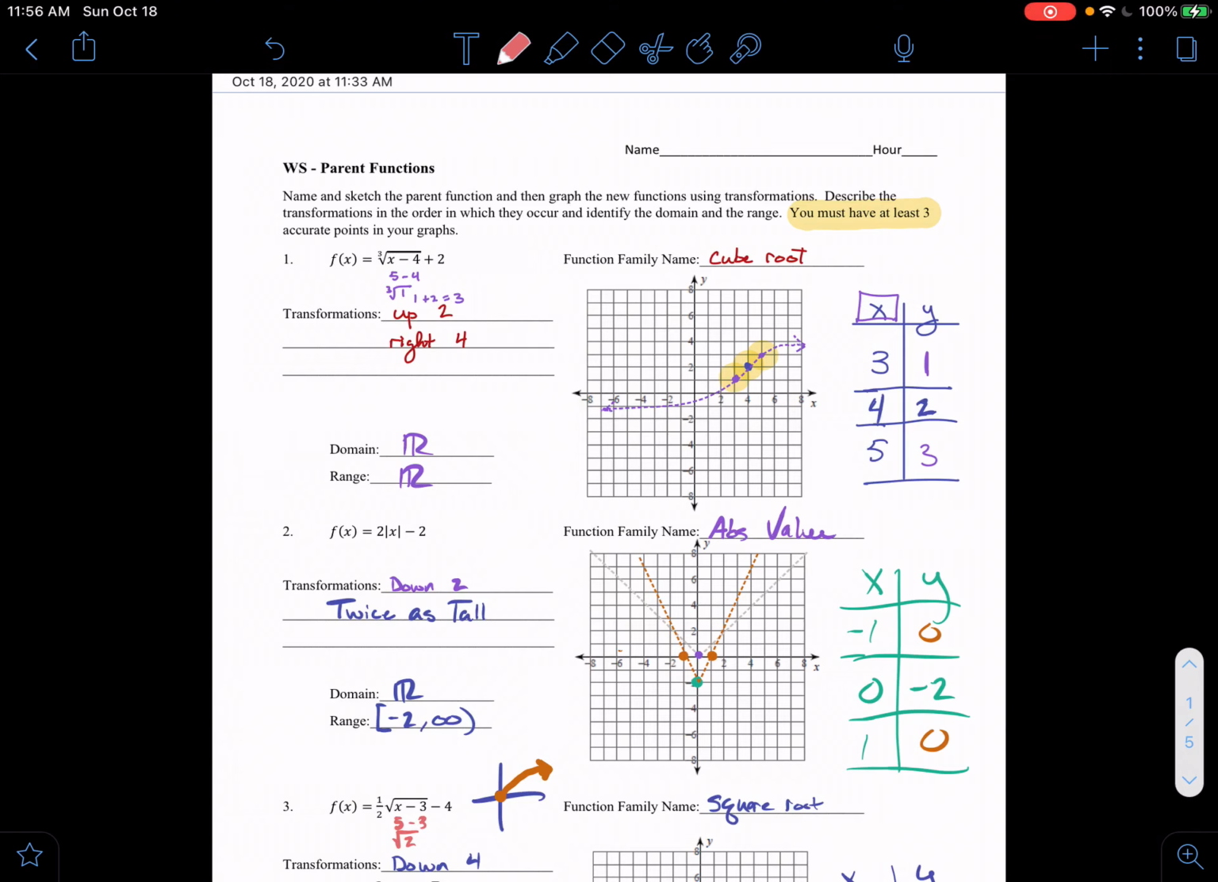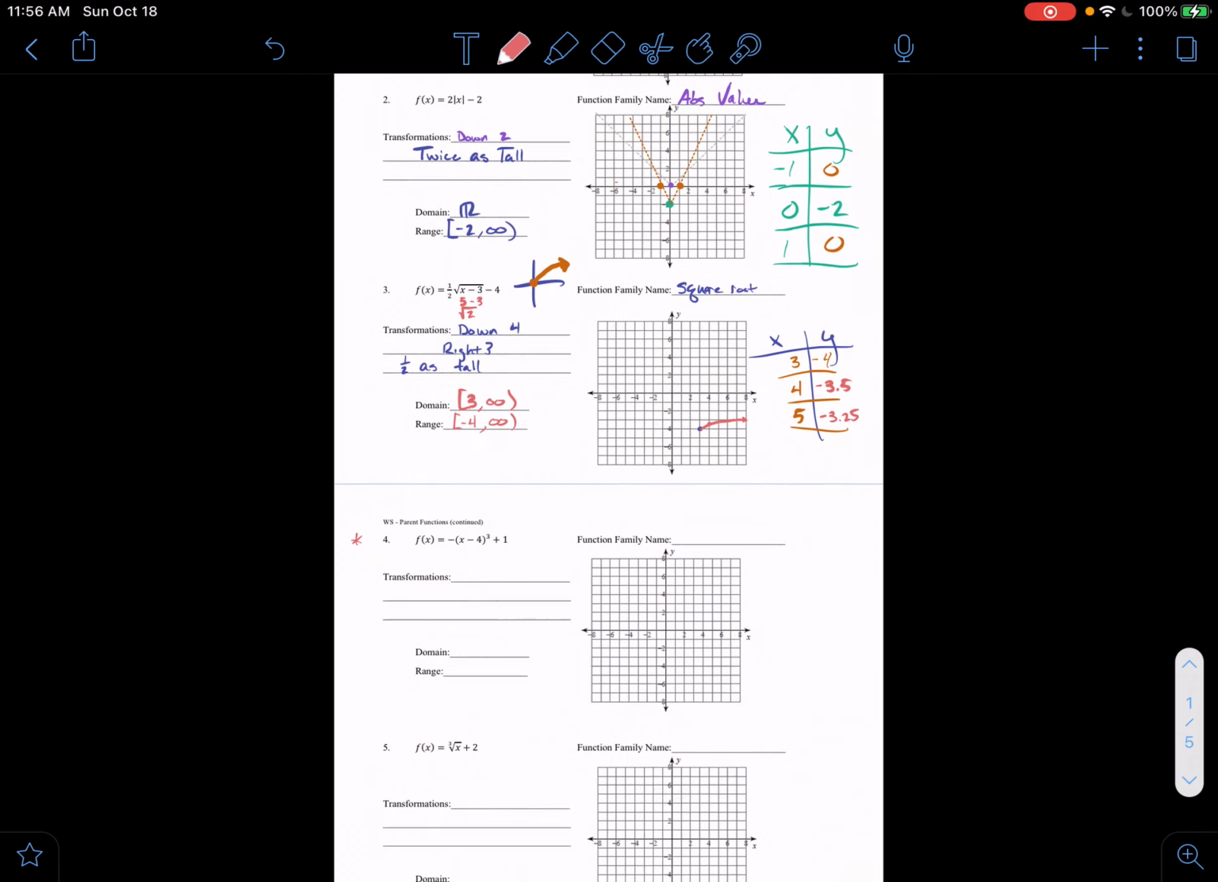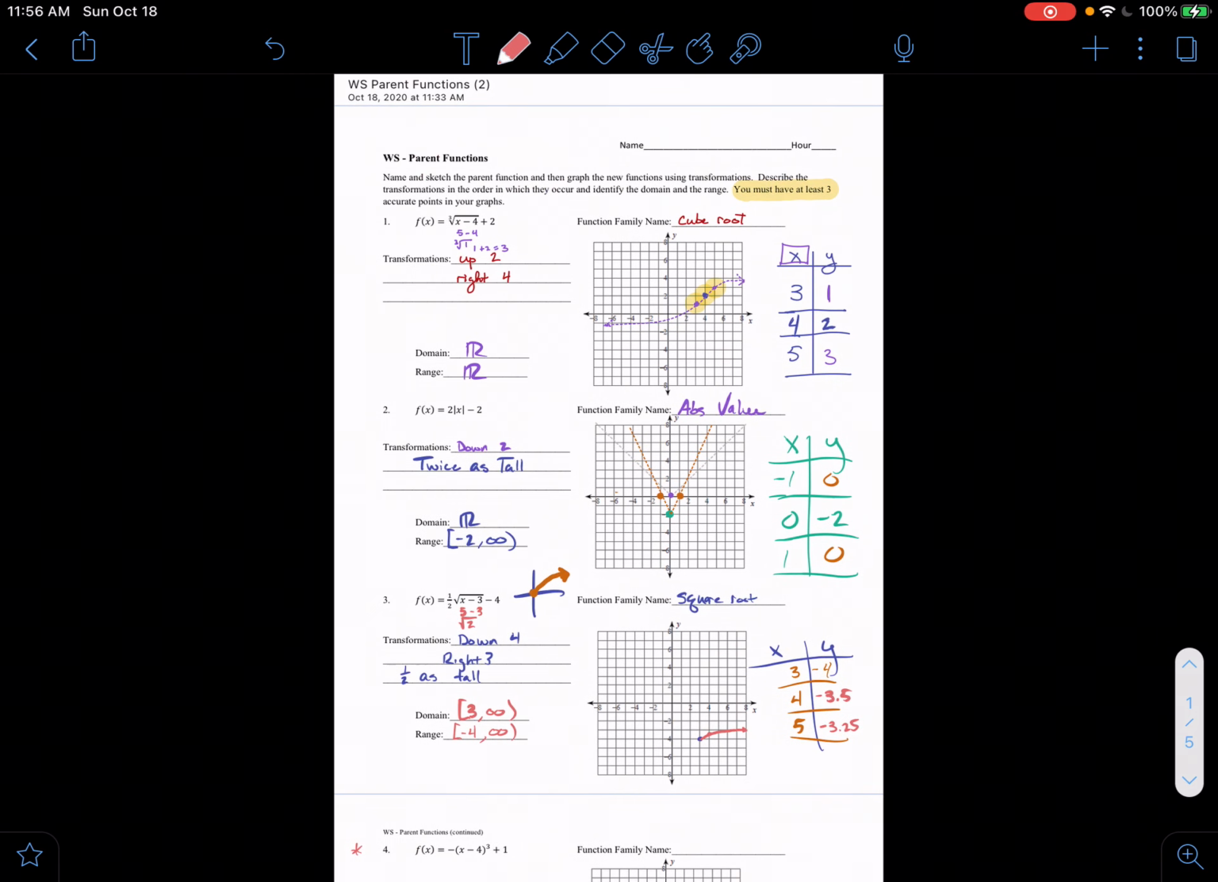Today I'm going to be showing you problems throughout this first homework worksheet of parent functions that you will be completing after this and then submitting. The first problem I want to show you, again, I already did problems 1 through 3. I did those yesterday in the part 2 video. Make sure you log in there and watch that and make sure you know what's going on.